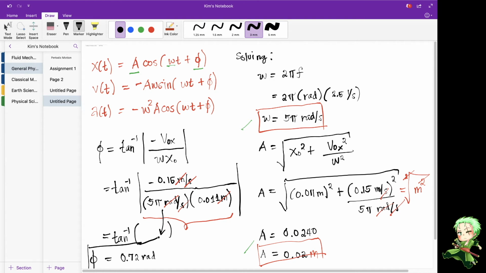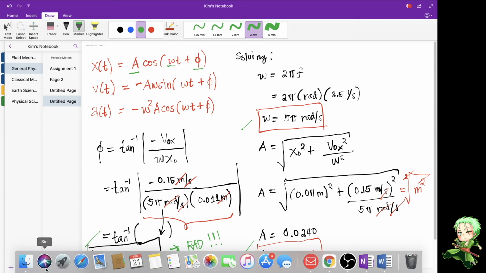Okay, so some of the important note here is that we are not working with degrees. We are actually working with radian measures here, so that is why your calculator should be in rad mode, not degrees, because you will get a different answer if you have degrees here. Okay, so we are now ready to form these three equations, because we already have omega, amplitude, and phi.